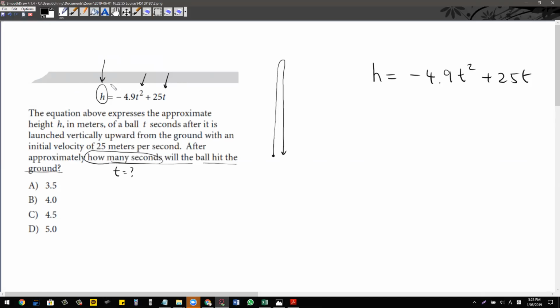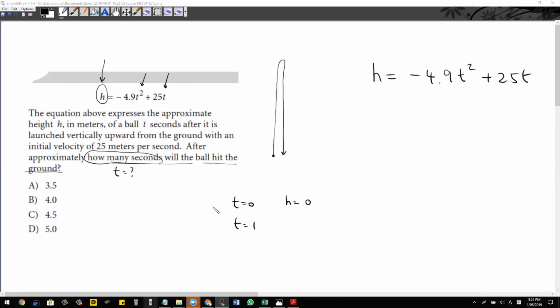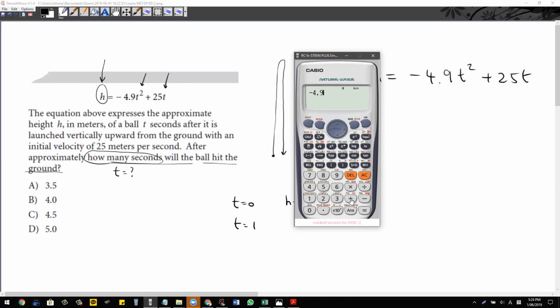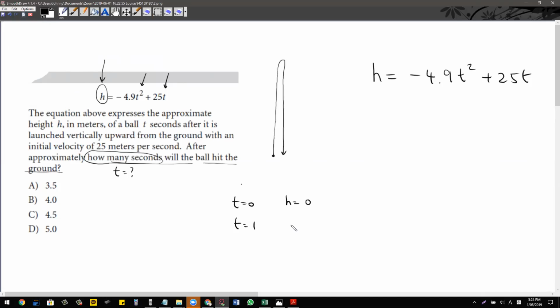I'll give you a clue. Let's say time is 0. When you plug in time equals 0 there, what do you get for h? 0. Let's plug in 1. What do you get? This is a calculator-allowed section. That'll be negative 4.9 plus 25, isn't it? Then you get 20.1. So the height for that is 20.1.